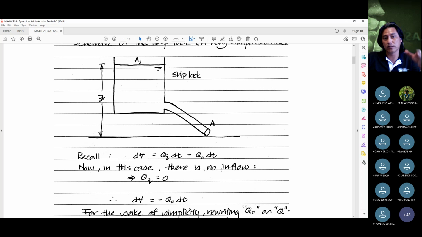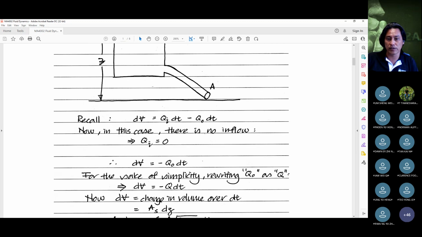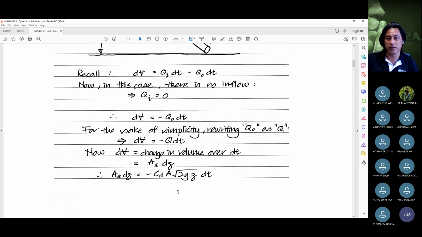Okay. Now in this case, since we're talking about part A, there's no inflow. We only have water leaving the ship lock. There's no water entering the ship lock. So in that case, Qi surely must be equal to 0. So if Qi equals 0, that means the change in volume, dV, let's just call it, surely must be equal to minus Q naught dt.